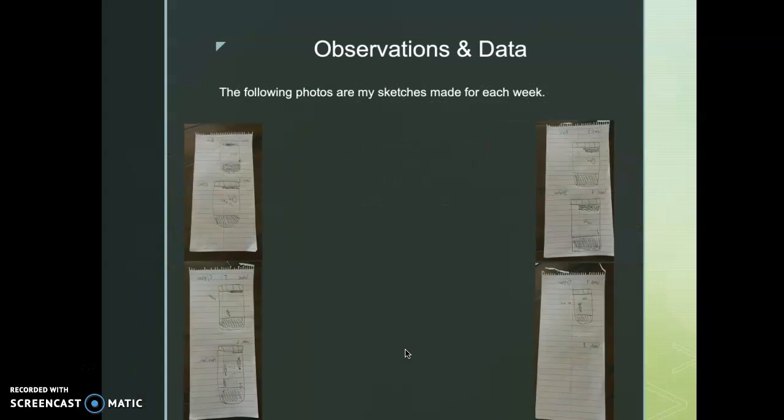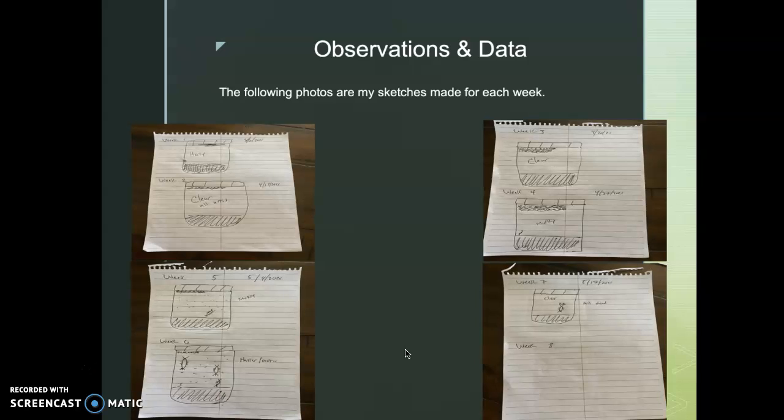Observation data. Following, you'll see some sketches I made. Week 1, the water was hazy, the dirt had settled, and the vegetation floated up top. It was hazy as the rest of the sediment was still settling, the finer sediment. Week 2, everything was clear. Wasn't really anything going on. As I said before, the worms and nymphs didn't move, so at this observation, I couldn't see the worm. Week 3, it's clear water again. Same on the nymph.